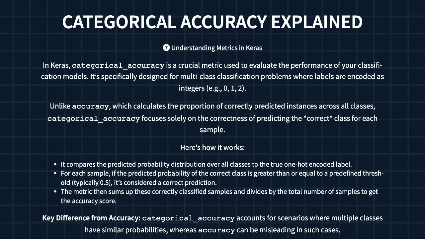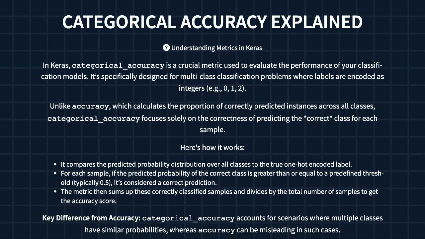Let's talk about categorical accuracy in Keras. It's a really important metric when you're dealing with multi-class classification problems, basically situations where you have more than 2 categories to predict. Unlike simple accuracy, which just looks at how often your model gets the overall right answer, categorical accuracy digs deeper. It checks if the model is correctly identifying which specific category each sample belongs to.